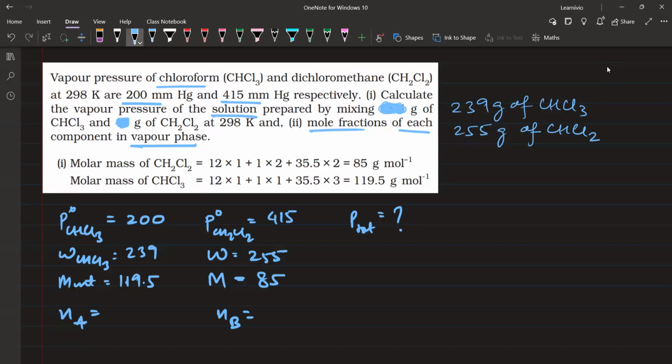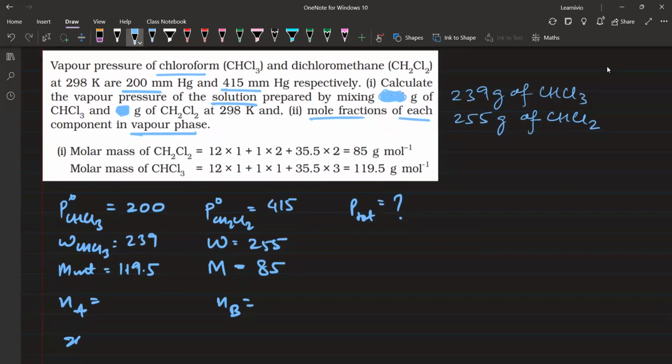Calculate the number of moles. Once you are done calculating the number of moles, you will calculate the chi-A. Once you have calculated the chi-A, you will calculate the P total.